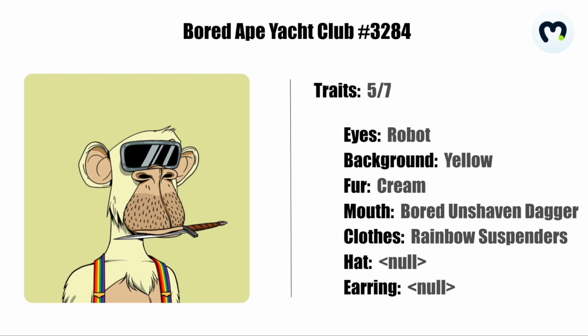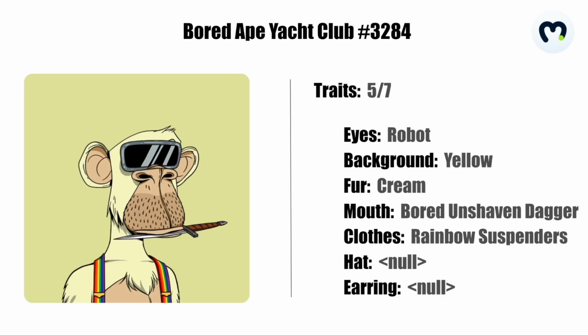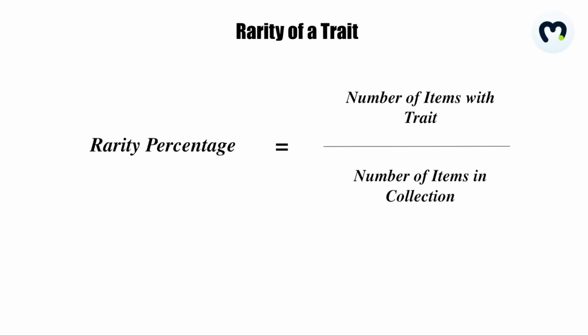Now, how we start calculating the rarity of each of these traits is using the rarity percentage. Simply put, it's the number of items within the whole collection that have a specific trait, for example, robot eyes with a Bored Ape Yacht Club number 3284, divided by all of the NFTs within that collection. So it'd be 10,000 in this case.